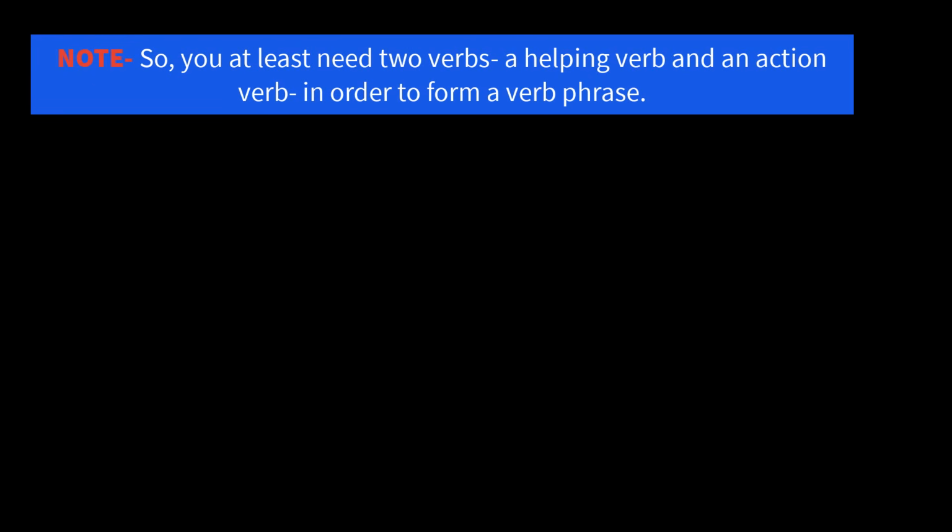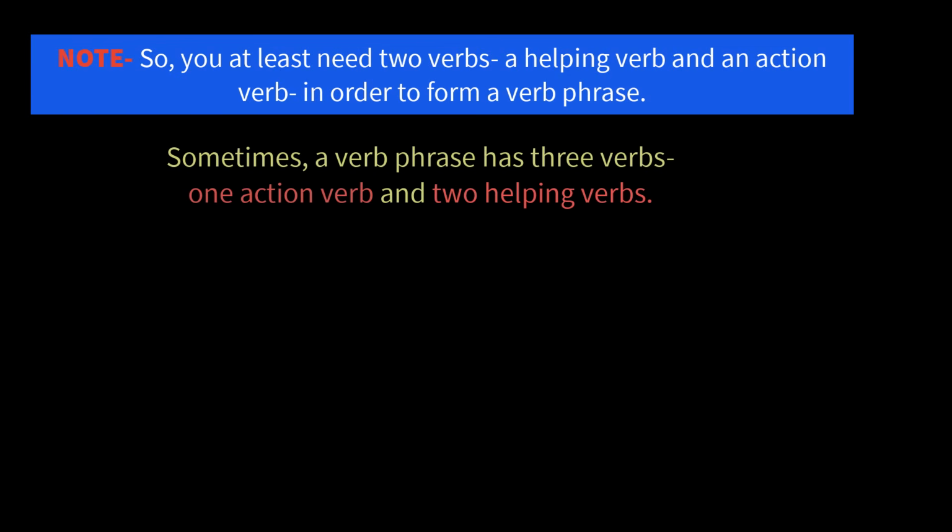Should meditate. So in order to have a verb phrase, you at least need to have two types of verbs. If that is not happening, you can't have a verb phrase. And sometimes we have three verbs in a verb phrase. One action verb and two helping verbs. Alright, now let us take some examples and understand this.